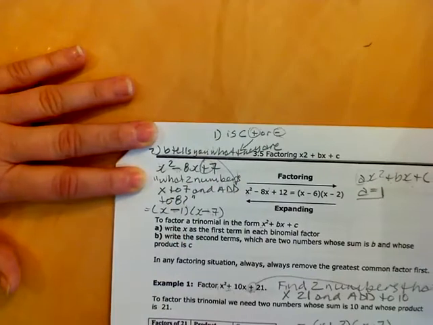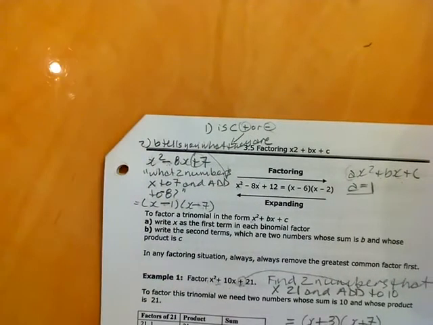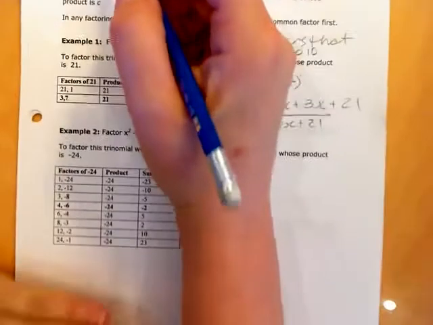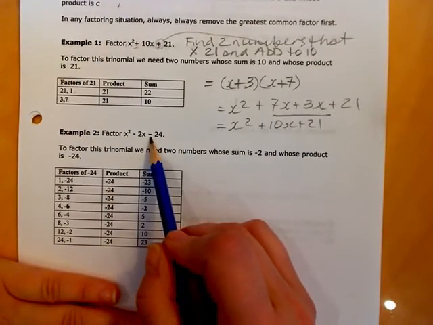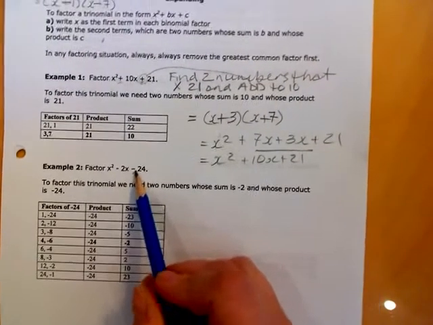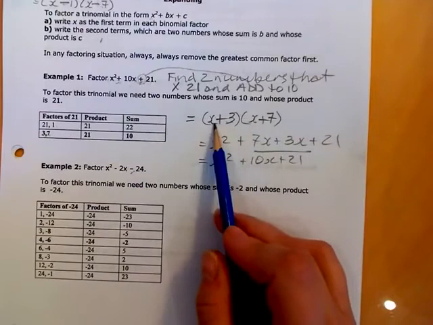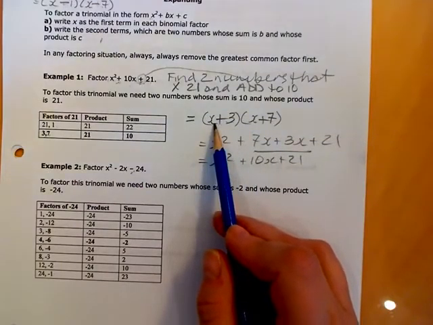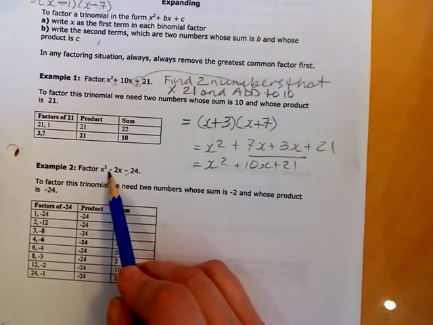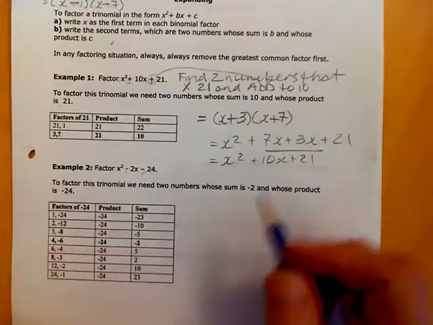Okay? Now what happens if the sign is negative? If the sign here is negative? Well, let's go down to this question because that's what we've got. So when the sign is negative, that tells you that the signs in the brackets will be different. And this will tell you the sign of the bigger number.